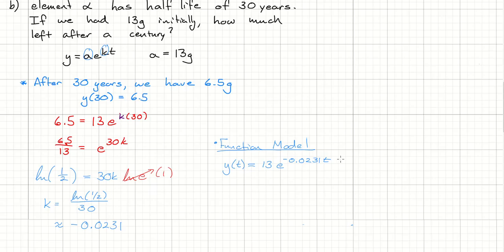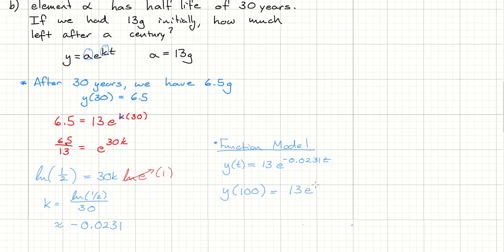Do I expect you to do 13 times e to the negative 0.0231 ever in your head, at least? No. If you had a slide rule or a fancy book of logarithmic values, you could do this. Alternatively, you guys have an opportunity that most of humankind did not. How are you going to evaluate this? We're asked to find the amount after a century, right? So we're really trying to find y of what number? Y of 100.